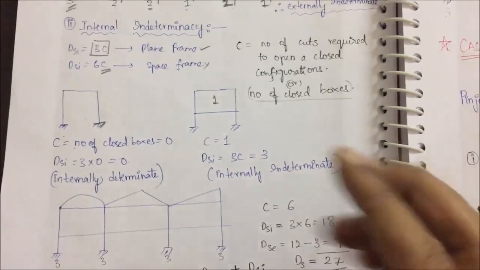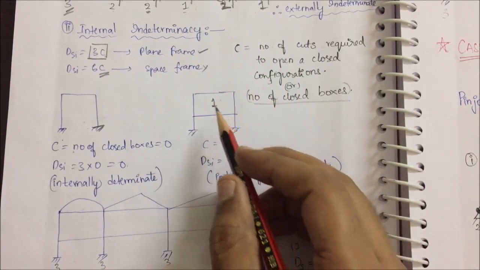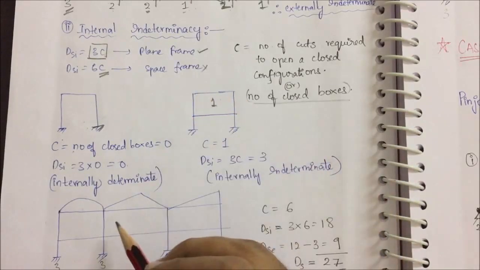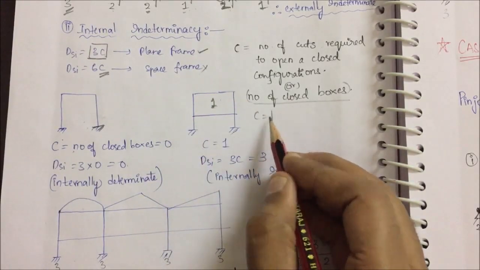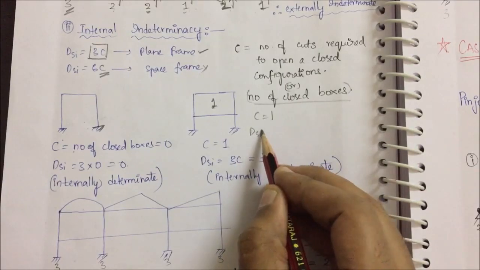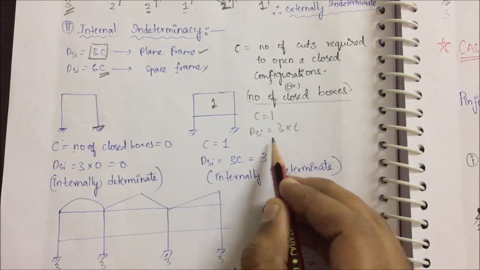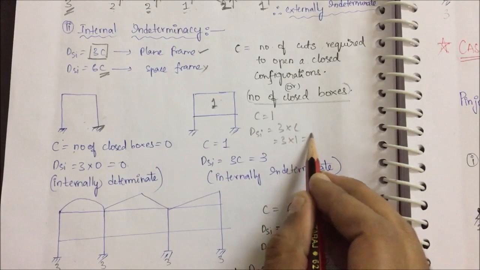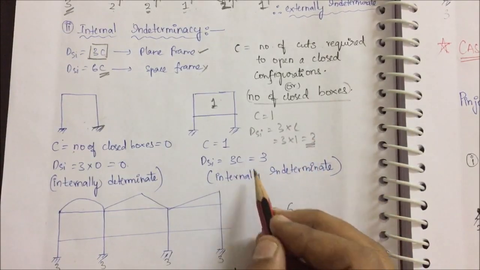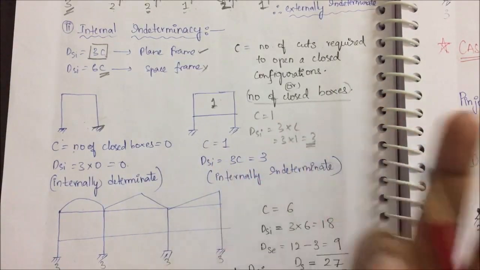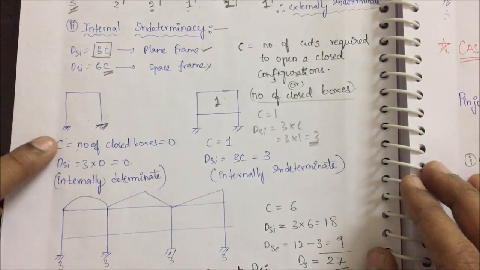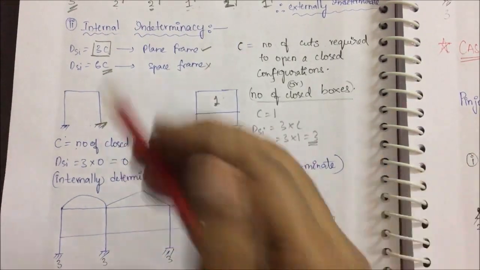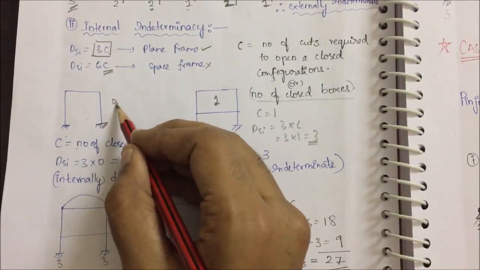Simple. Now can you tell me what is the internal indeterminacy for this structure? देख के बता सकते हो. What is C? C value is 1. If C value is 1, your DSI is nothing but 3 into C, which is 3 into 1 is equal to 3. Therefore, it is an internally indeterminate structure. Simple. Done, right? So, can you tell me what is DSE in this case? DSE. I am talking about external indeterminacy.